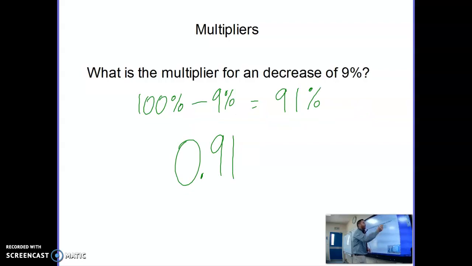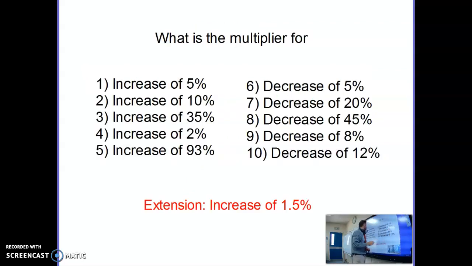Okay, hopefully that is making sense to you. Here is an activity I'd like you to have a go at. So pause the video now, in your exercise books or on a piece of paper, have a go at those 10 questions, and if you're feeling brave, the extension. So pause the video and have a go at those 10 questions. Alright, I'm going to go to the answers.